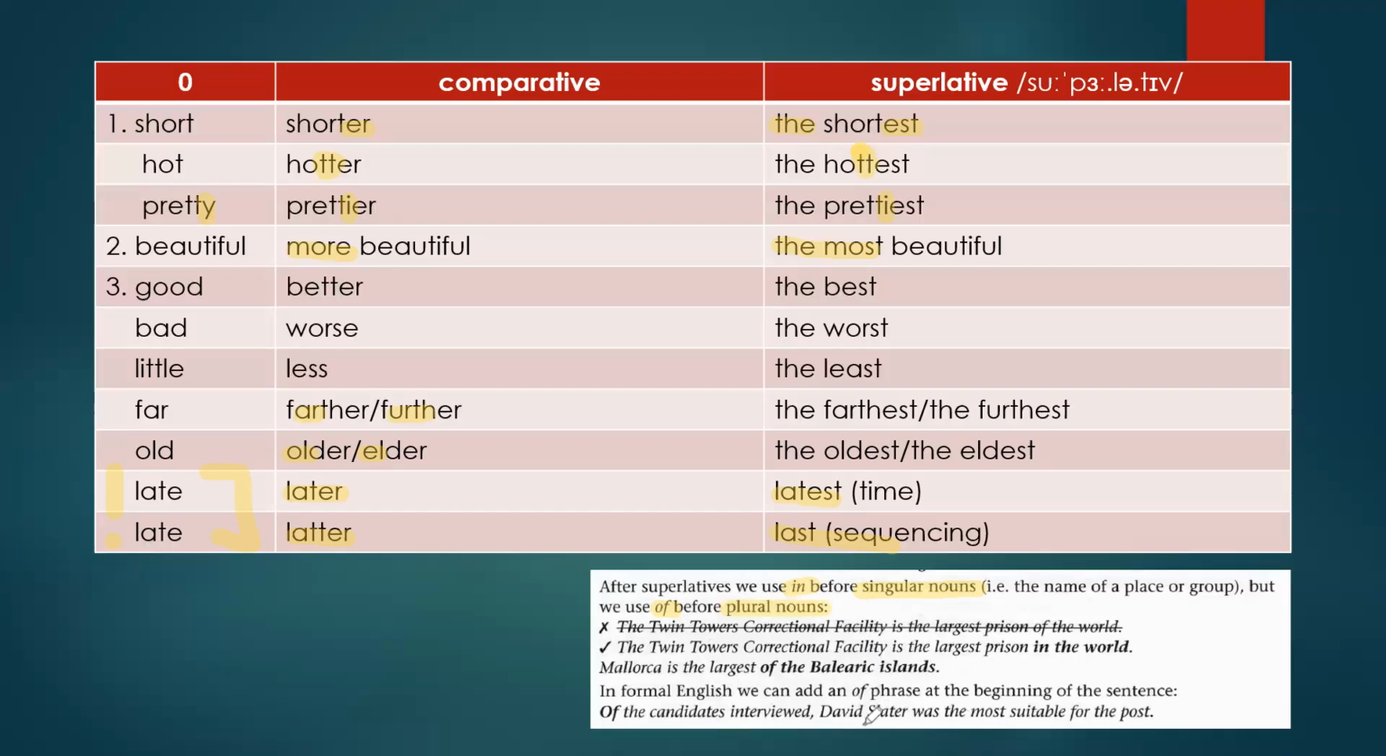In informal English, we can put of at the beginning of the sentence. Of the candidates interviewed, David was the best. That is an informal variant. But pay attention to this moment. In singular, in; of plural.